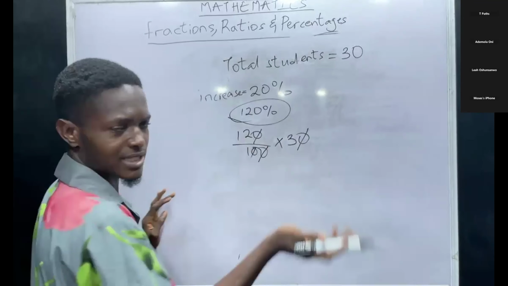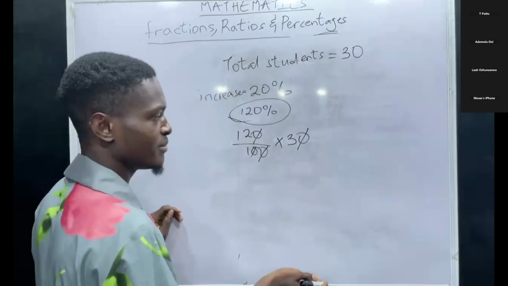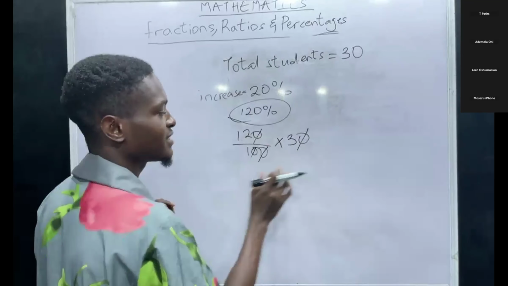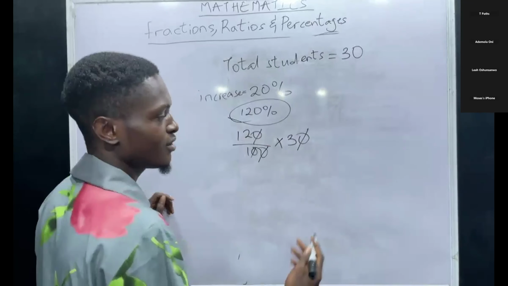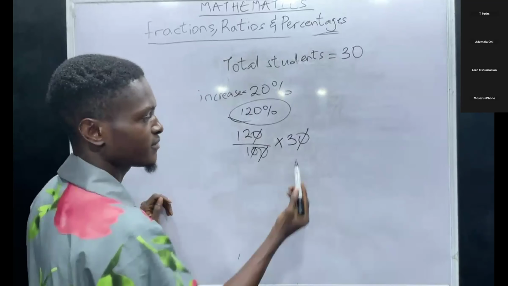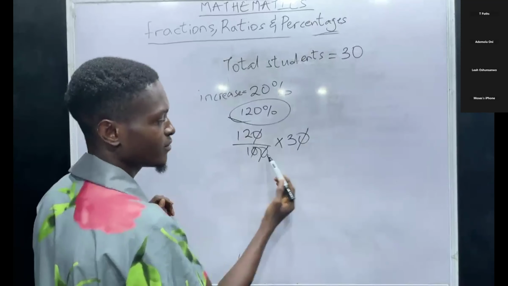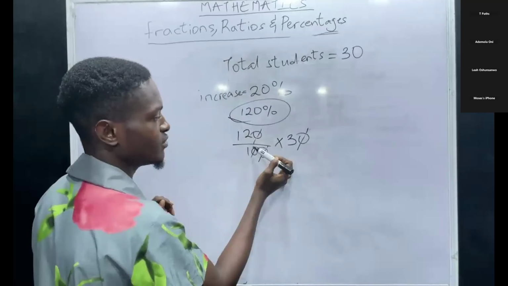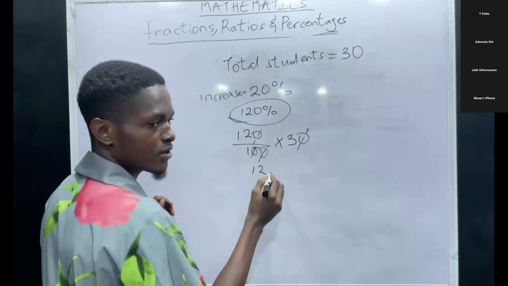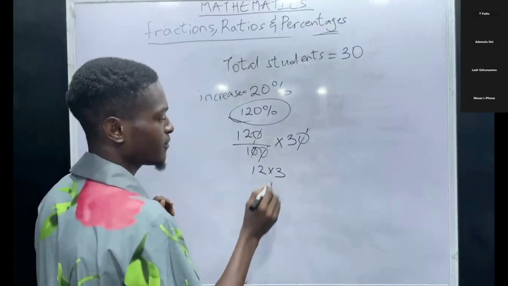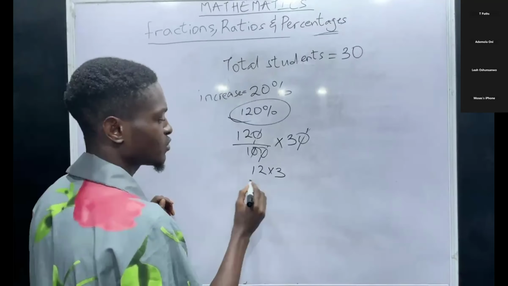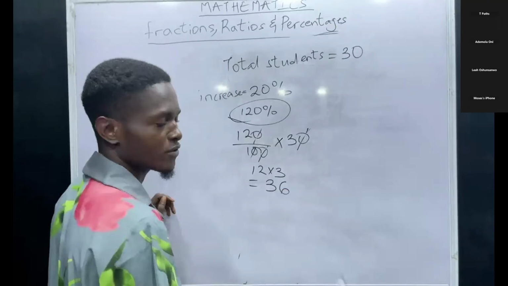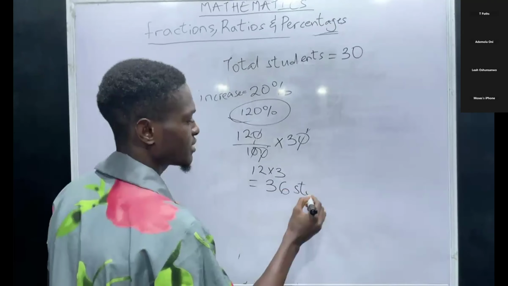You guys understand the cancelling out I'm doing now? It's our normal basics. I can decide to multiply everything and divide it by this, but then I might be needing a calculator. So I'm just trying to simplify it. This is everything up divided by everything down. This 0 here is cancelling one 0 up, and this 0 here is cancelling another 0 up. So I'm left with 12 multiplied by 3. What's 12 times 3? 12 times 3 is simply equal to 36. So the new amount of students I'll be having now is 36 students.